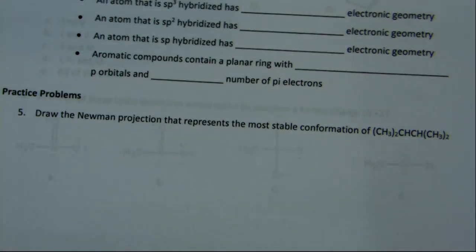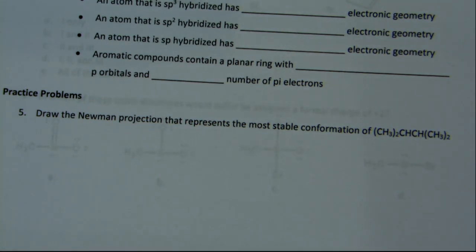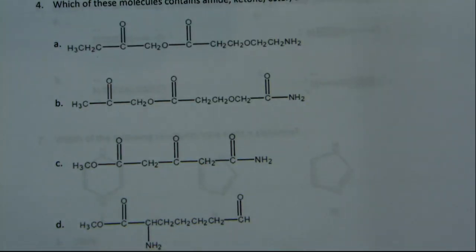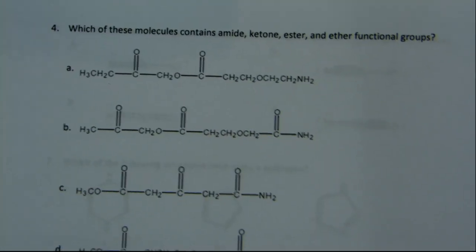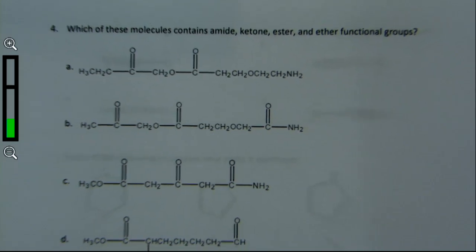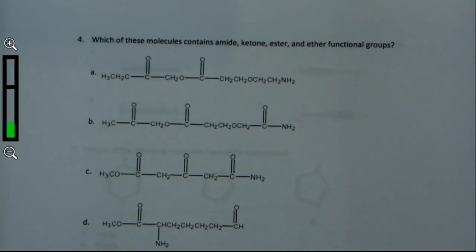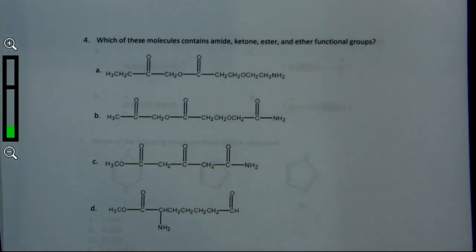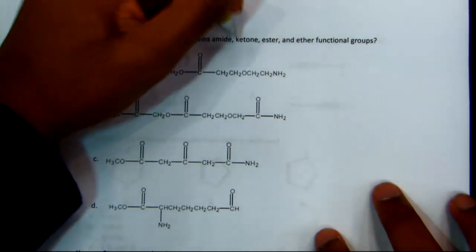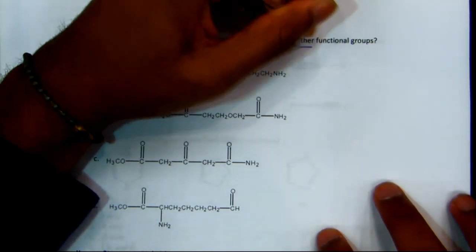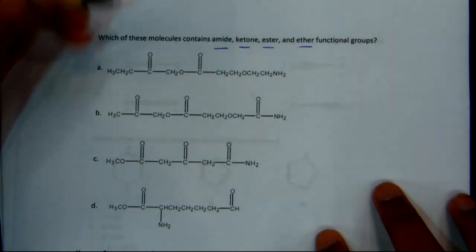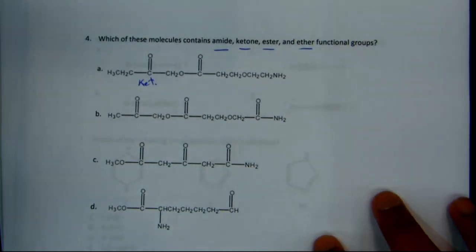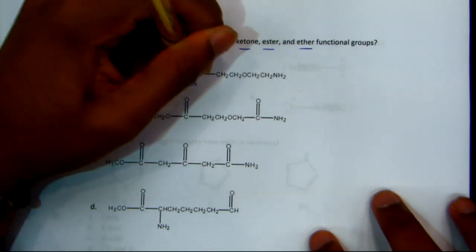All right, so the next stuff, let's get rid of that. A little review on functional groups. If you see this question on the ACS, you should be ecstatic, because this is a great giveaway question. All right, so let's just go through it right now. We're looking for an amide, a ketone, an ester, and an ether. For this one, I see a ketone. For this one, I see an ester.